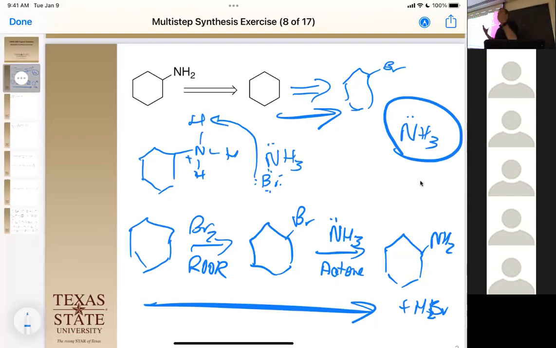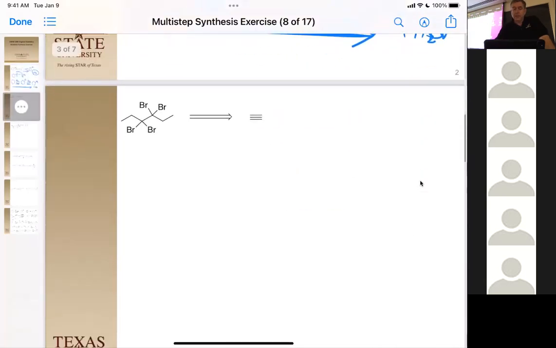But remember, when you're attacking with a neutral nucleophile, you get a charged intermediate. When you attack, we made ethers with alcohols. It made a charged oxonium cation, and then we had to lose a proton to get to our deprotonated state. Okay, and that's what's happening here. Okay. Good question. All right. Okay, so let's do that again.